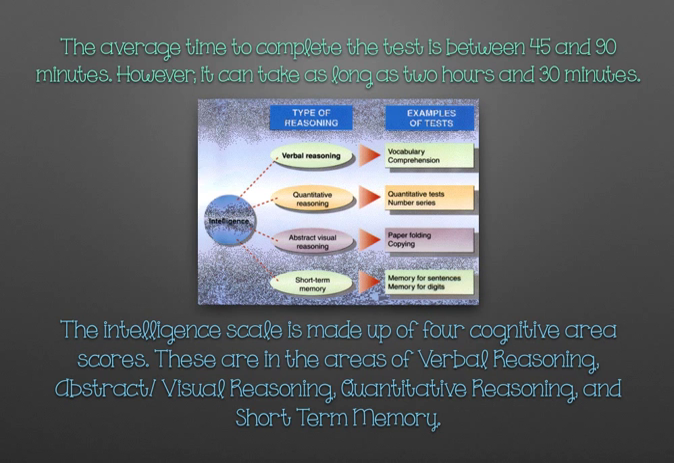It's made up of 4 cognitive area scores. So the areas are in verbal reasoning, abstract visual reasoning, quantitative reasoning, and short-term memory. So if you look at the picture in the center of the screen, you'll see the type of reasoning and then the example of what you're going to find on the test. So for verbal reasoning, you're going to see vocabulary and comprehension questions. Quantitative reasoning, you're going to see number series. Abstract and visual reasoning, you're going to see paper folding, copying. And then short-term memory, you're going to see memory for sentences and then memory for digits.